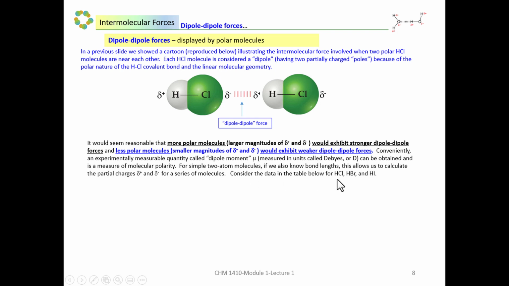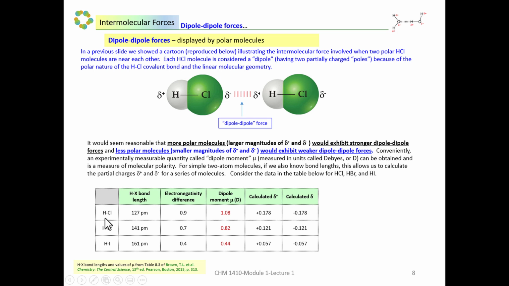So the table below has not just the simple molecule HCl, but the cousins of HCl, which could be considered hydrogen bromide and hydrogen iodide. And these molecules become larger as you go from chlorine to bromine to iodine. So for example, the bond length goes from 127 picometers in HCl to 161 in hydrogen iodide. The electronegativity difference between the two atoms in HCl is the largest. It's smallest in hydrogen iodide.